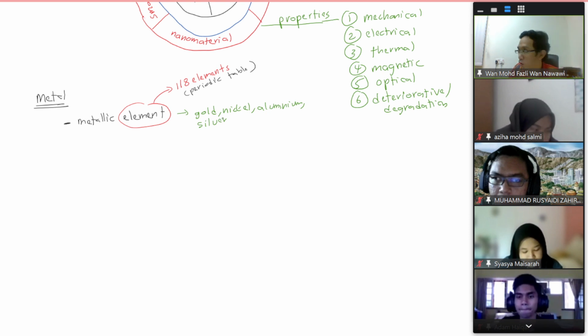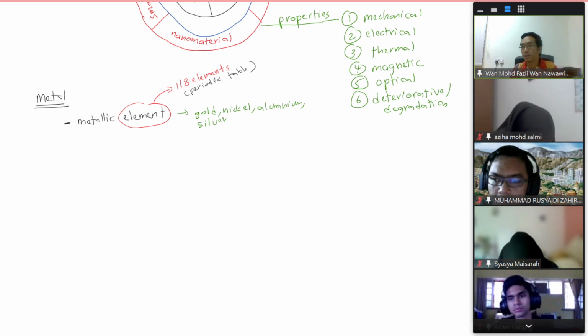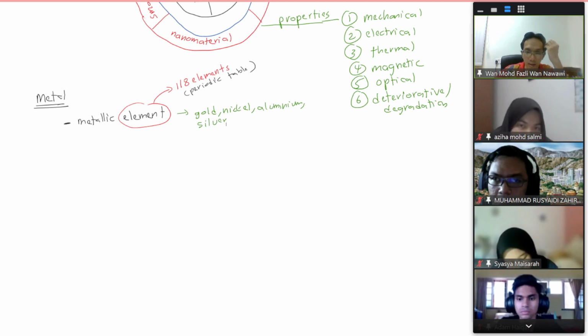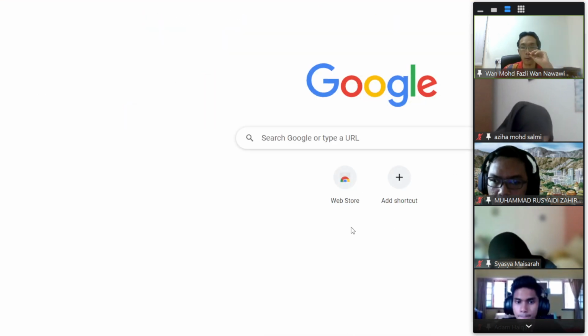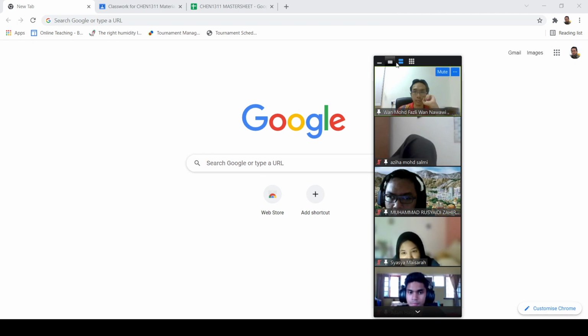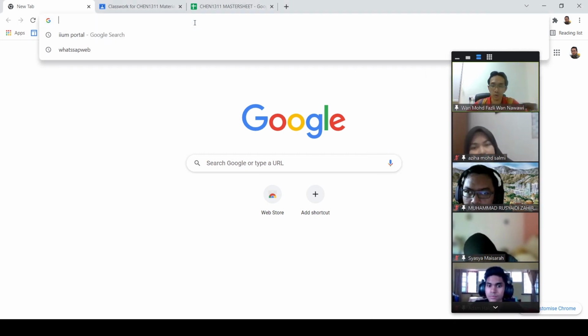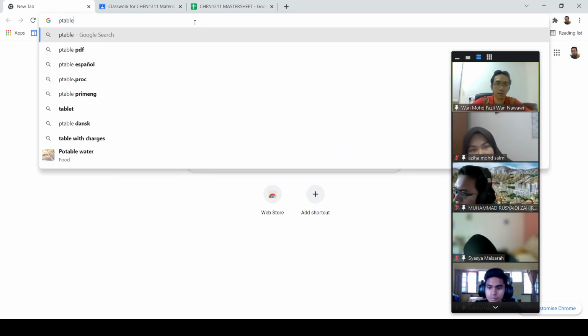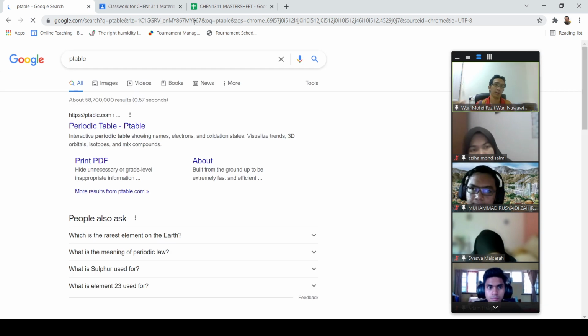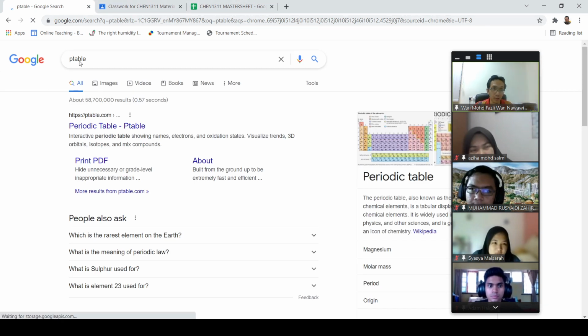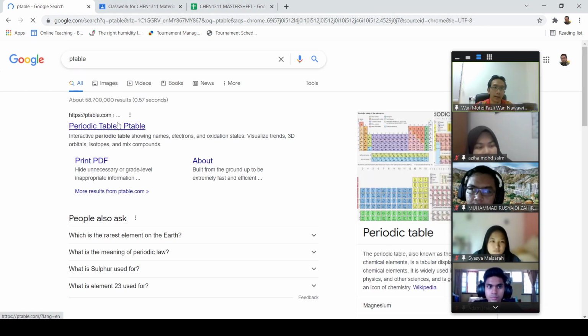Bronze is not an element. It's a combination of, I think, copper and something else, I don't remember. But bronze is not an element. You can see the elements on one website that I will use again and again. You go to PT table. This is the interactive periodic table on the web. Remember this, PT table, and then I click there.